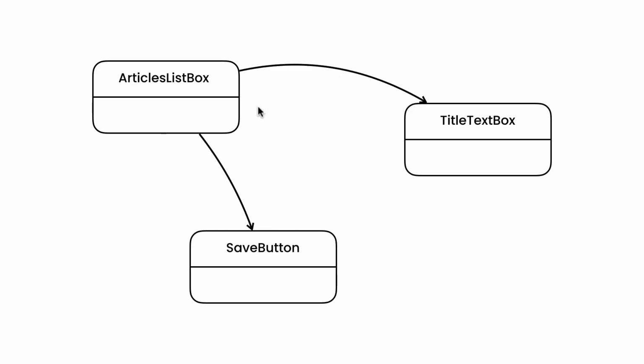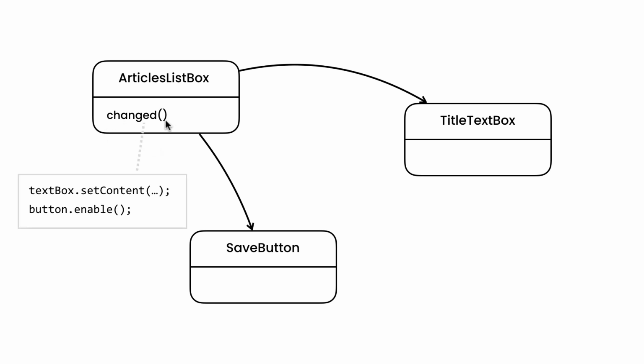Well, this articles listbox needs to know about the title text box and the save button. Because when we select an article, the title text box needs to be populated and the save button should become enabled. So in this class, we can implement a method called changed. This gets called when we select an article. In this method, we're going to have code like this. We're going to tell the text box, hey, this is your new content. And then we're going to enable the button.